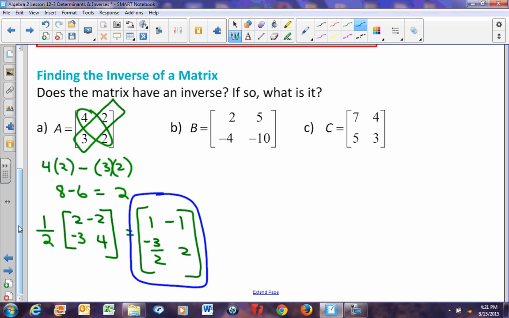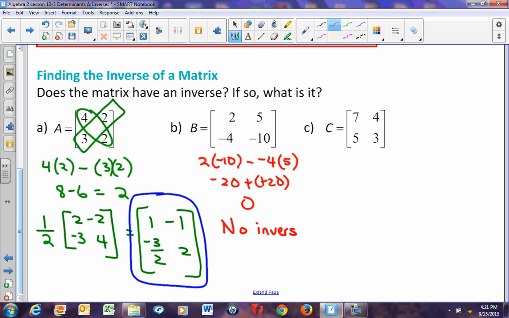All right, let's take a look at B here. Let's see if B has an inverse. Okay, so 2 times negative 10 minus negative 4 times 5. So negative 20 minus negative 20. 0, no inverse. No inverse whatsoever.